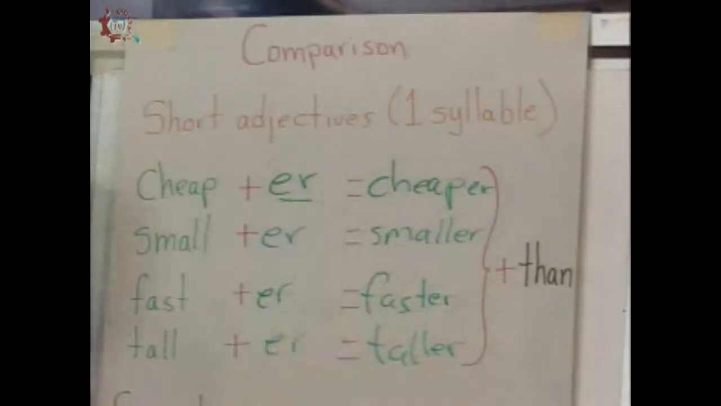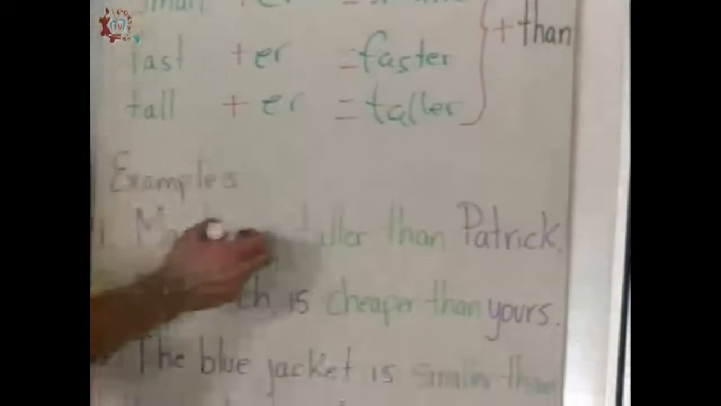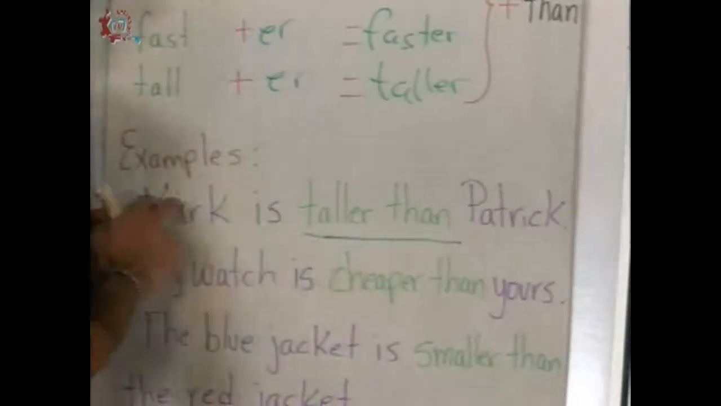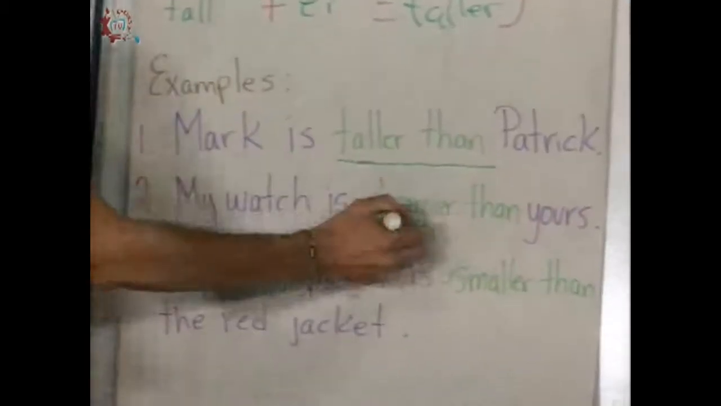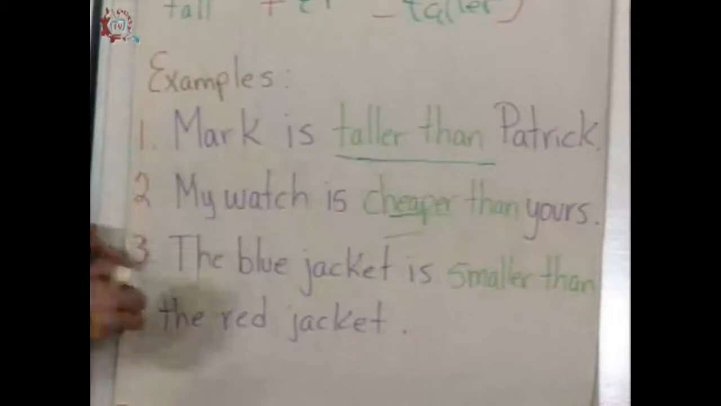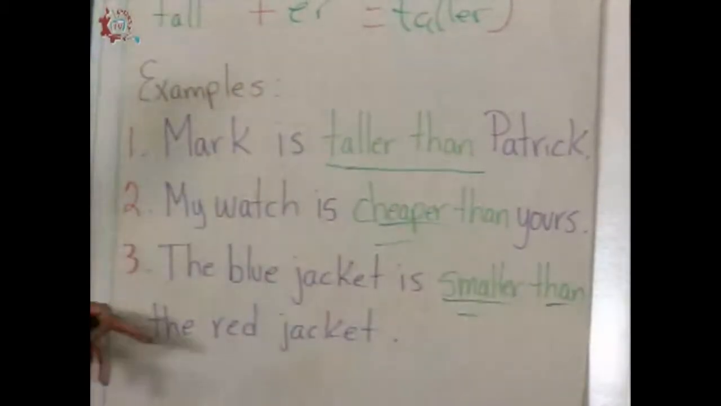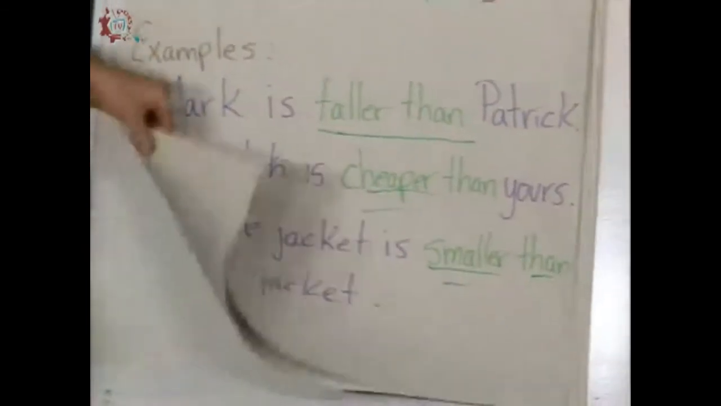Okay, now let's transfer this part into concrete examples. Example number one, Mark is taller than Patrick. Here we are saying that one person is taller than the other one. In this case, Mark is taller than Patrick. Two, my watch is cheaper than yours. Three, the blue jacket is smaller than the red jacket. These are three examples.